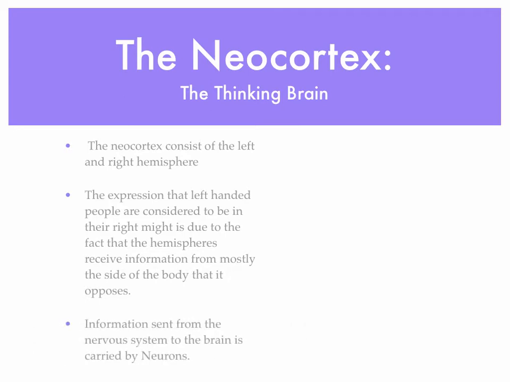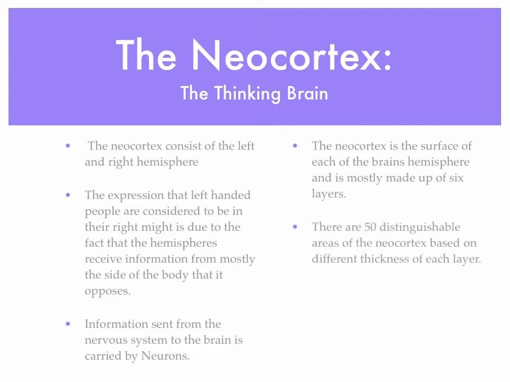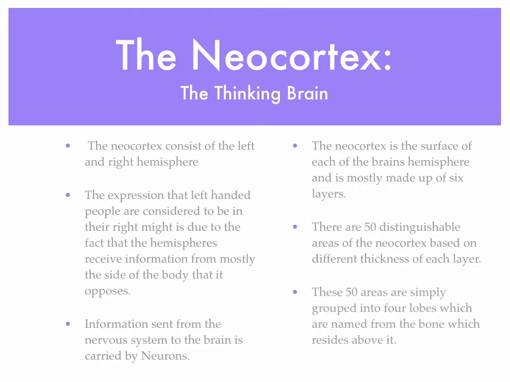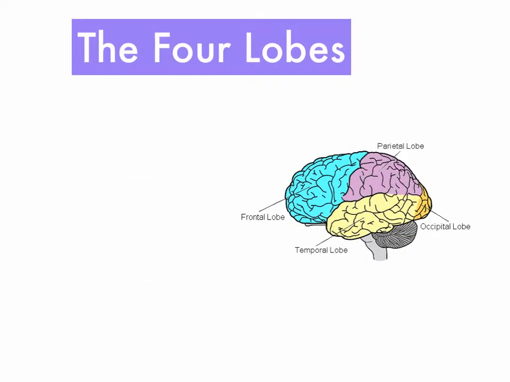Information sent from the nervous system to the brain is carried by neurons. The neocortex is the surface of each of the brain's hemispheres and is mostly made up of 6 layers. There are 50 distinguishable areas of the neocortex based on different thickness of each layer. These 50 areas are simply grouped into 4 lobes, which are named from the bone which resides above it. The 4 lobes.